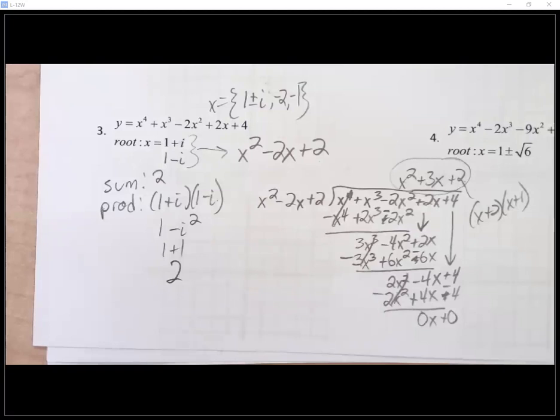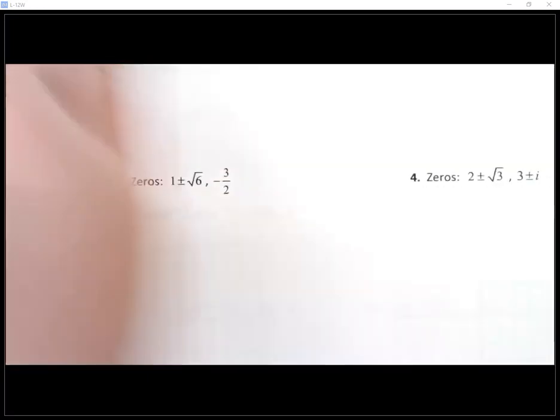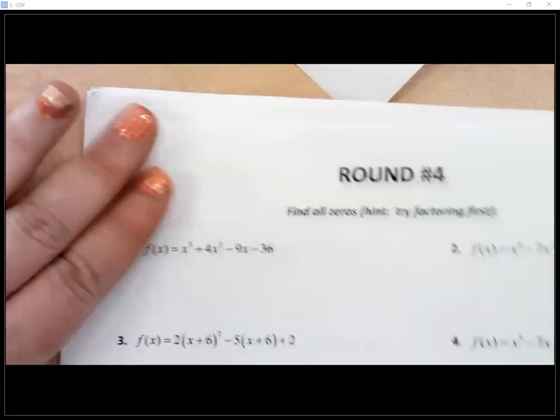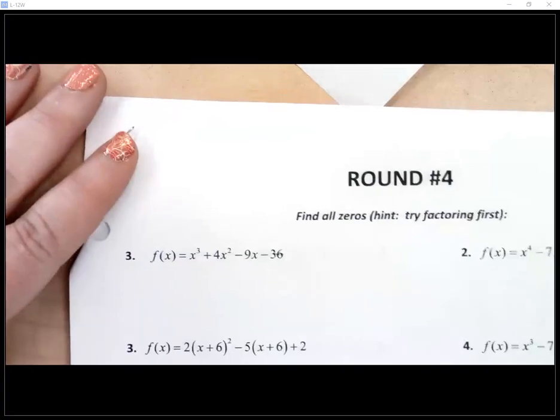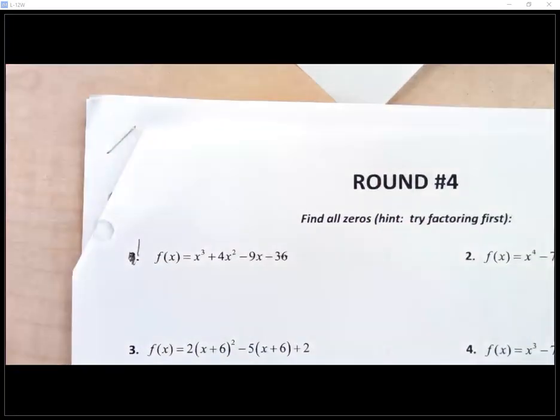Okay, moving right along. Okay, round 4. Sorry that the numbers are messed up. This should not be a 3, it should be a 1, but I'm sure you can figure that out. All right. Anybody have a preference on round 4?